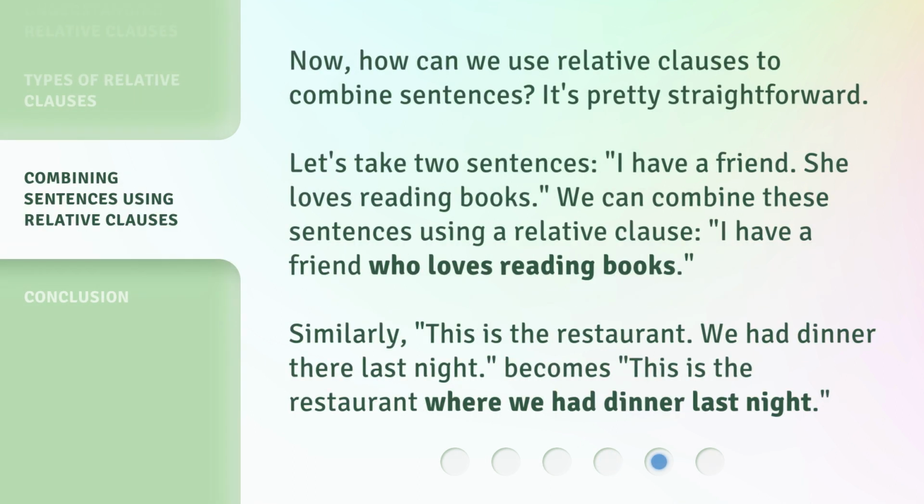Now, how can we use relative clauses to combine sentences? It's pretty straightforward. Let's take two sentences. "I have a friend. She loves reading books." We can combine these sentences using a relative clause. "I have a friend who loves reading books." Similarly, "This is the restaurant. We had dinner there last night." Becomes, "This is the restaurant where we had dinner last night."